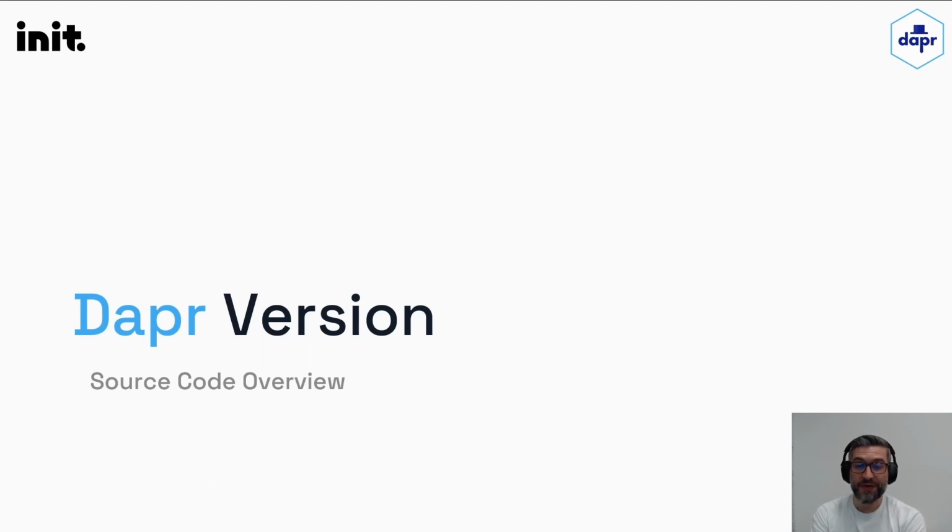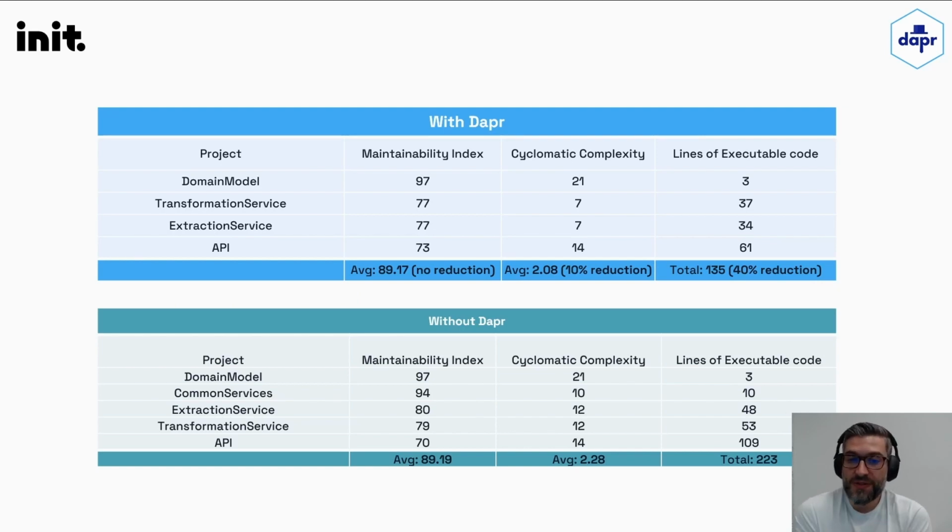Because of my R&D background, I really want to get deeper into the numbers every now and then. So I did static source code analysis on both projects, with Dapr and without Dapr. I was following three parameters: maintainability index, cyclomatic complexity, and lines of executable code. On the maintainability index, we did not get a significant reduction because we pretty much got the same index, the same numbers. Why is that? Because these projects don't have the business logic inside them, so it's quite clean and pristine source code.